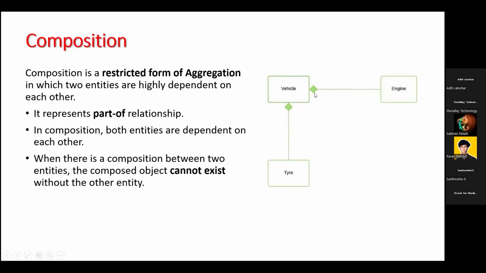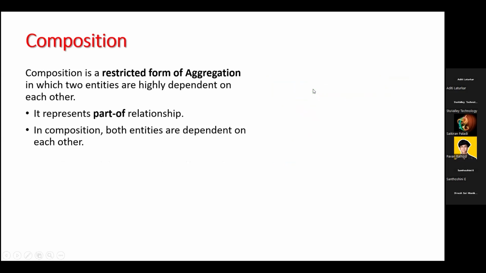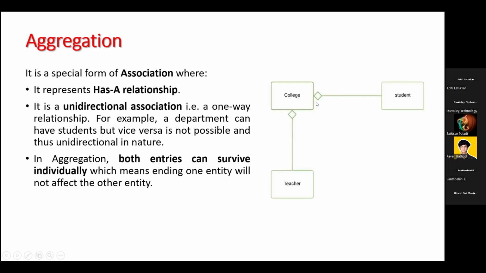If you have noticed the UML diagram, here this square is filled because it is a composition, and in the aggregation it is empty because this is a weak relationship, a weak association. They can survive individually also. That's why they are specifying aggregation.